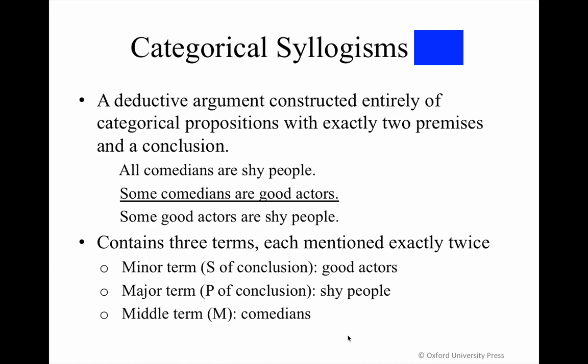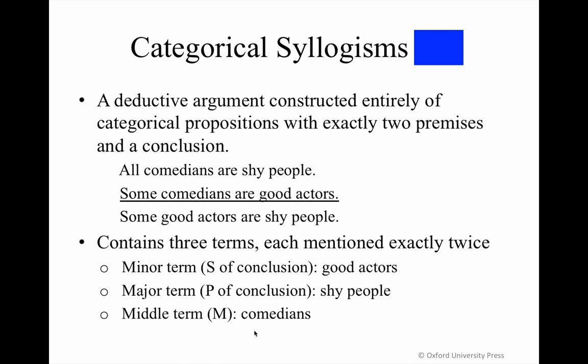We have a syllogism when we have a deductive argument, which is constructed entirely of categorical propositions with exactly two premises and a conclusion. Now, we'll see that there are other types of syllogisms that involve statements that are not categorical propositions, but we'll get to those in another chapter, chapter 8. So let's take a look at the example that you see on the screen in front of you. It begins with the sentence, "All comedians are shy people." So this categorical syllogism consists of two premises: all comedians are shy people, some comedians are good actors, and the conclusion, some good actors are shy people.